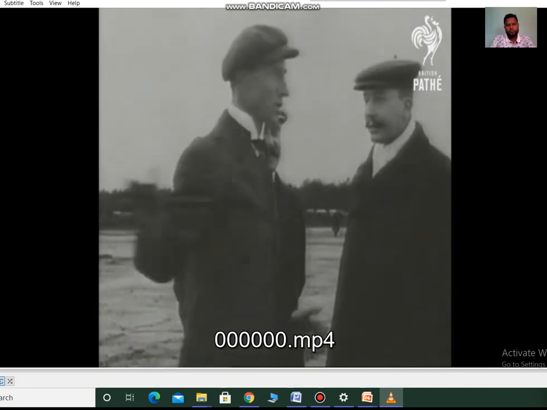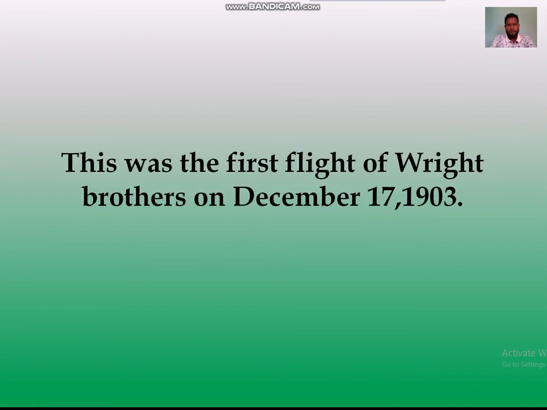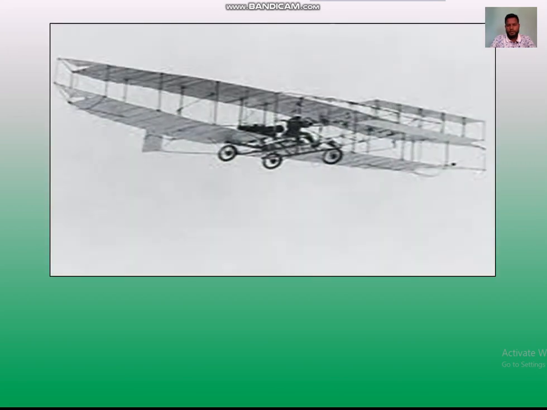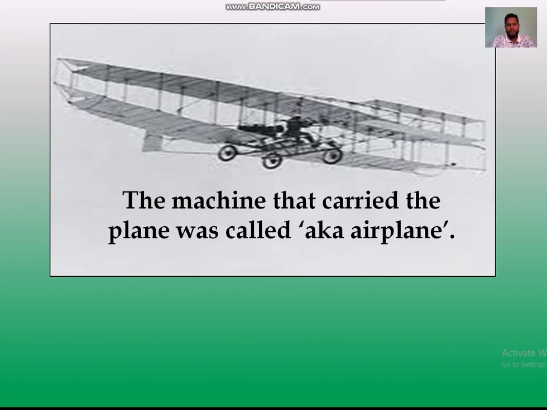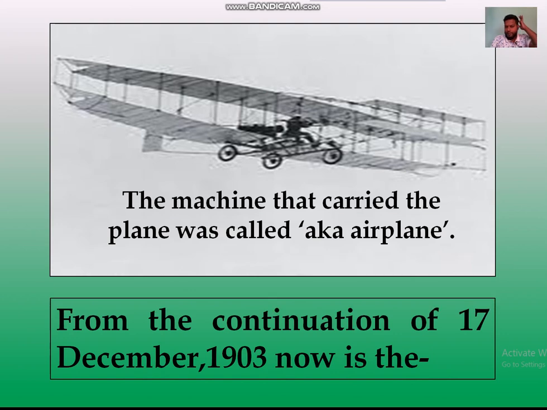Actually, this was the first flight of the Wright brothers on December 17, 1903. It was their first invention. The structure of that plane was like that. The machine that carried the plane was called an airplane, in fact. From the continuation of 17 December 1903, now there are these supersonic planes.